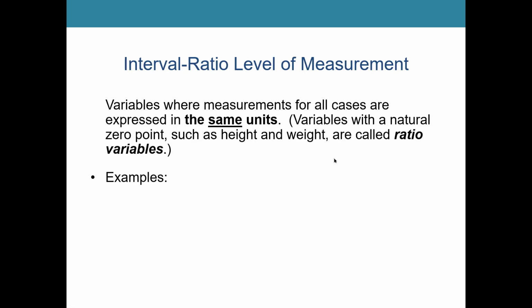The last one is called interval ratio levels of measurement. This is when variables are measured with all cases using the same units. So height and weight are interval ratio. Age is interval ratio, income is interval ratio, SAT scores. If I say to somebody, how old are you? Usually people are going to tell me how old they are in years. They're going to say, I'm 42 years old, I'm 17 years old, I'm 25 years old. If somebody told me their age in months, I would probably roll my eyes and go, get out of here. We all use the same units.